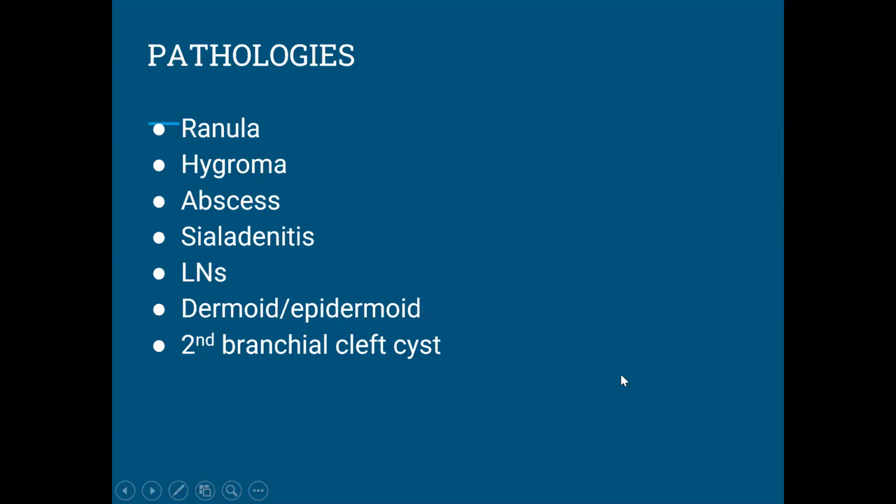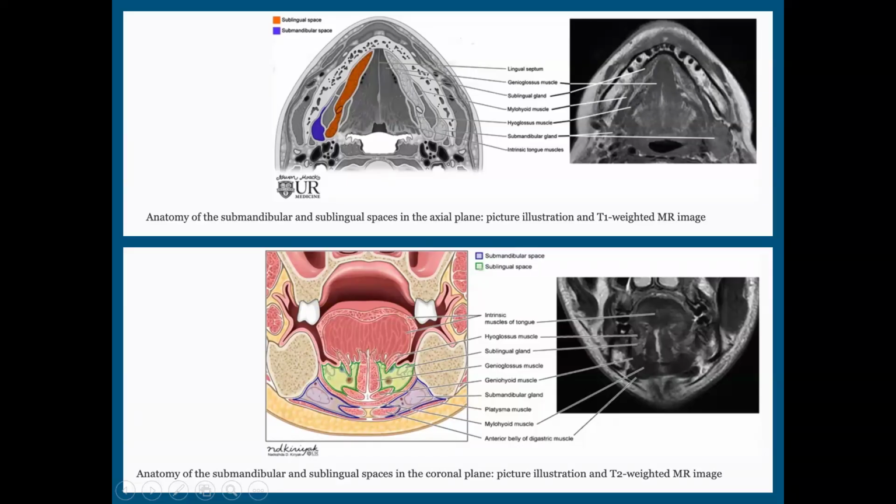So corresponding coronal T1 weighted MR image. So that's the mylohyoid sling. The anterior bellies of digastric on either side. The genioglossus. Genioglossus and the geniohyoid.